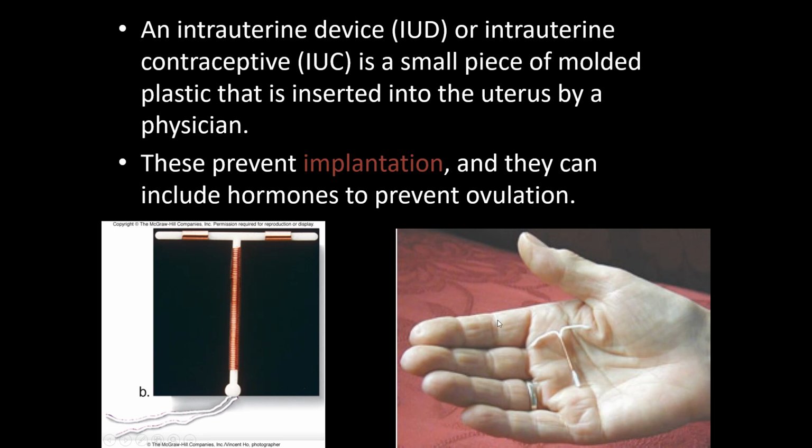An IUC, on the other hand, is an intrauterine contraceptive. This one does also cause some of that inflammation earlier, but it also releases hormones. And those hormones, just like with the pill that we're going to talk about next, shut down the pituitary gland from releasing FSH and LH. As a result, you don't ovulate. And if you don't ovulate, you can't get pregnant.